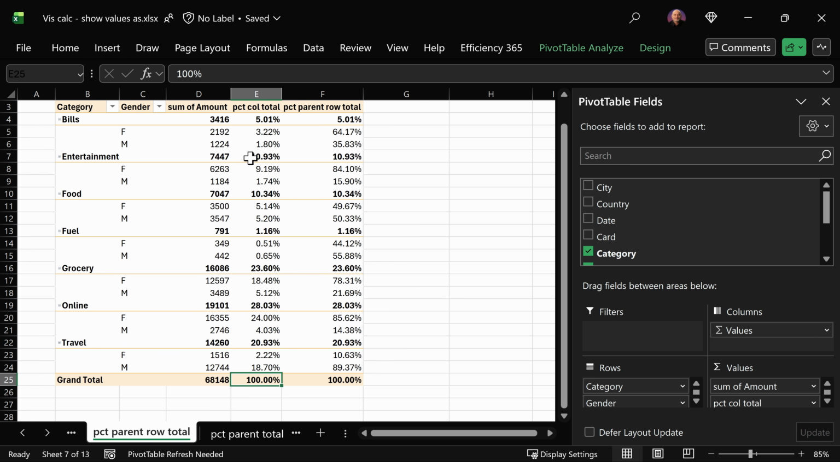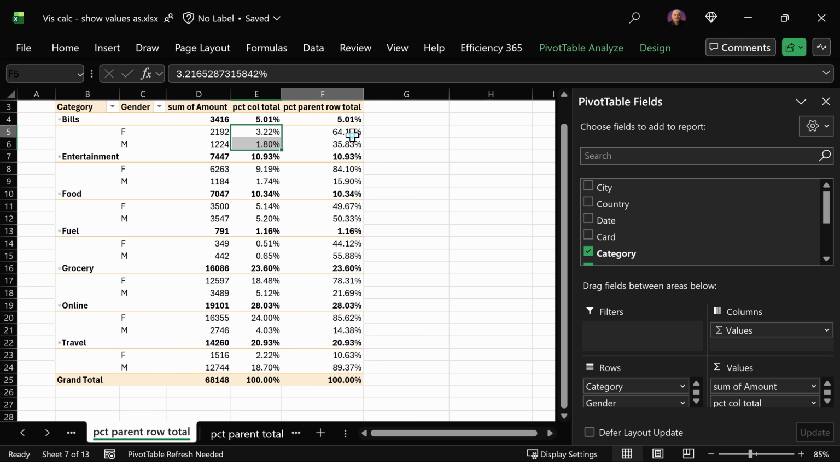The problem is very often people are tempted to compare, let's say, bills female, which is 3.22%, with entertainment female 9.19. That is not a good comparison because this 3.22 is out of 100. This 9 is also out of 100. They have nothing to do with entertainment versus bills. If you really want to compare, this plus this should become 100 and these two should also become 100.